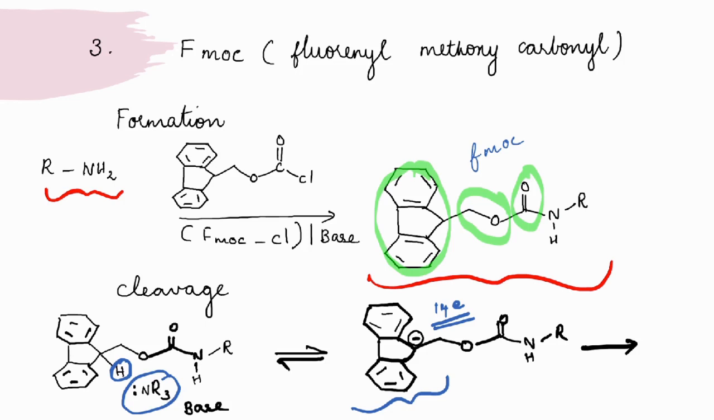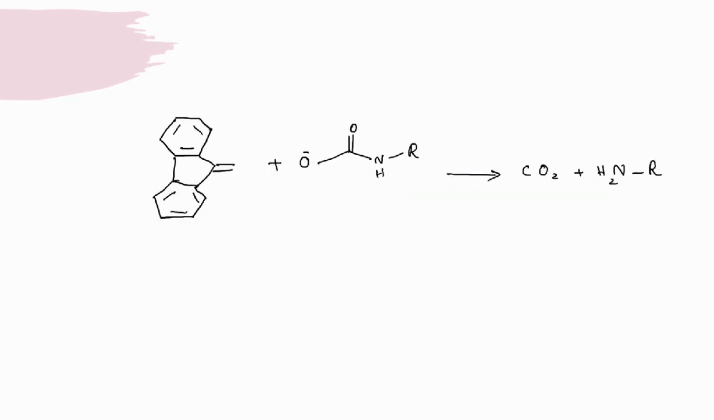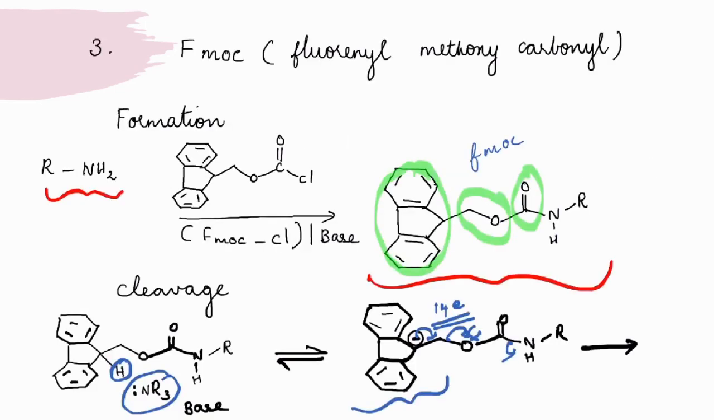And from here what happens is that this electron pair will move in this way, and this electron shifts to this oxygen atom, and from here the carbon dioxide is eliminated, and you'll get your amine. So this is how the deprotection occurs in the presence of a base.